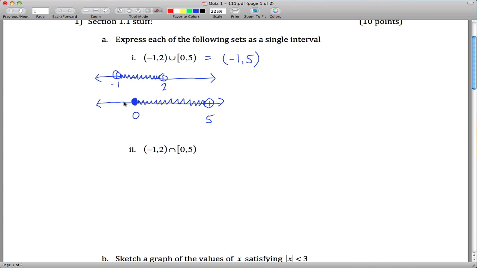Right? If you're less than 0, you're not in this set. If you're greater than 2, you're not in this set. So to be in both, you have to be between 0 and 2, and we do want to include 0. So the way we write that is like this, from 0 to 2, include 0, don't include 2. So that's part A.